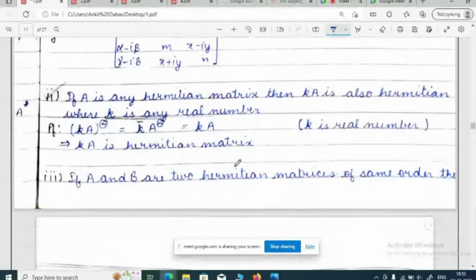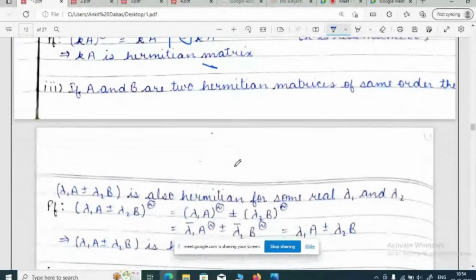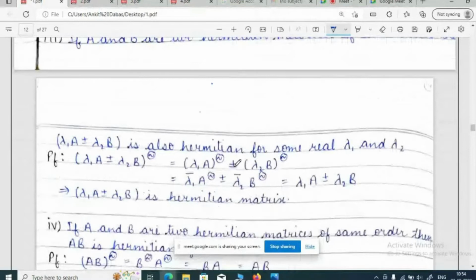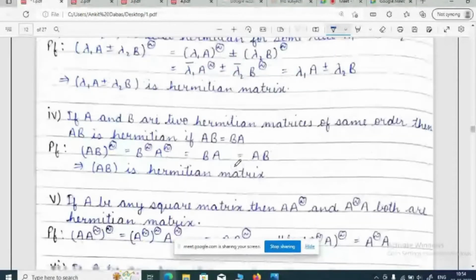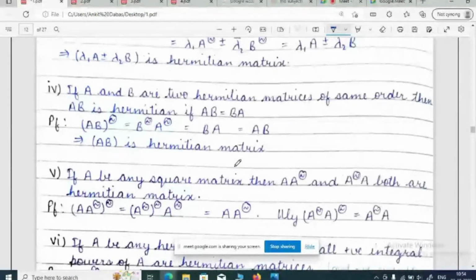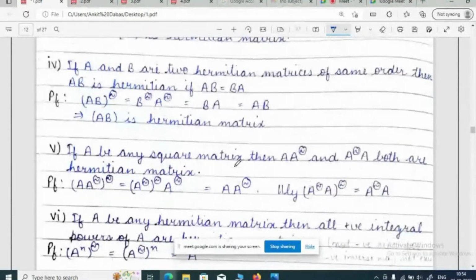Next, if A is any Hermitian matrix, then kA is also Hermitian, where k is any real number. Notice we have said that k is any real number here, and not complex. This does not hold for complex numbers. If A and B are two Hermitian matrices of same order, then their linear combination is also Hermitian for some real λ1 and λ2. Again, we are taking real numbers here. If A and B are two Hermitian matrices of same order, then AB will be Hermitian if AB is equal to BA.